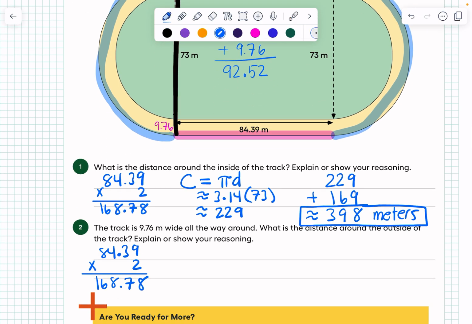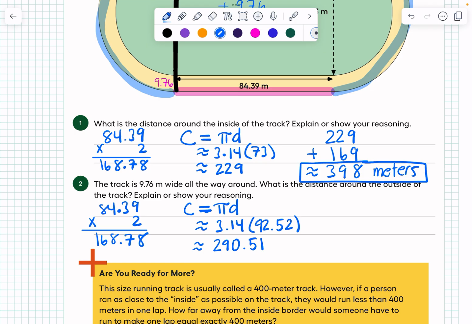So now what we have is C equals pi d. So we could say 3.14 times the diameter of 92.52, like we just calculated. And that is approximately 290.51. So I'm going to round both of those to the nearest whole number. So I'm going to have approximately 291 plus 169 to get approximately 460 meters.